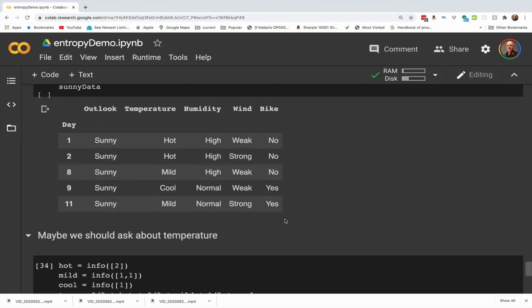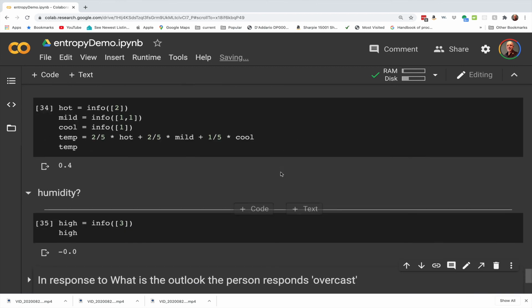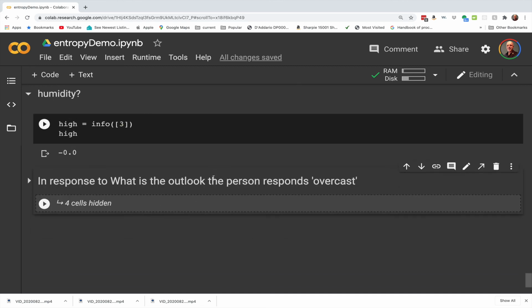As soon as we ask, hey, what's the humidity? If they say high, we say you didn't mountain bike. And if they said it's normal, we'll say they did mountain bike. So we don't need to really go any further here. So we've kind of investigated that the next best question to ask after we ask what's outlook and they say sunny, we would say, hey, what's the humidity?